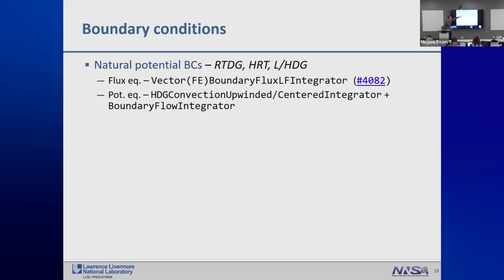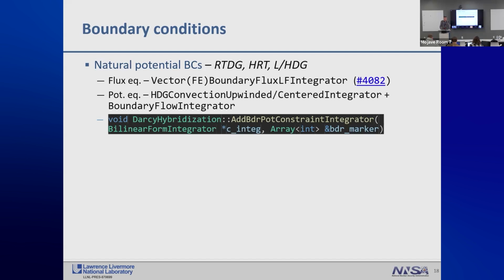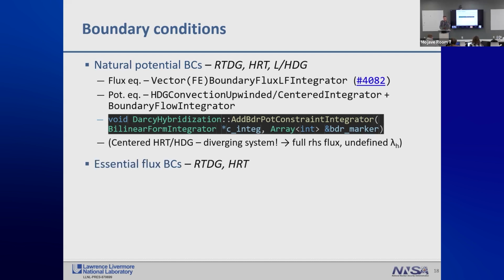So to flux, we have some extra term here for potential. Same. But yeah, the Darcy form takes care of that for us, calls the Darcy hybridization and adds automatically that potential boundary constraint integrators for us to connect it. There are some special cases, but I'm not getting to that now. With that essential boundary conditions, I have already mentioned that. Darcy form can handle it, like for the elements.